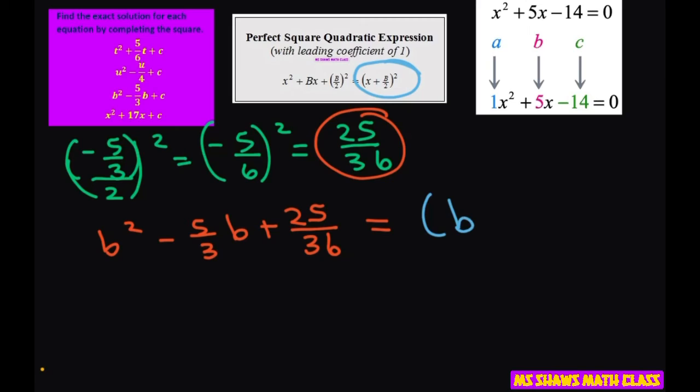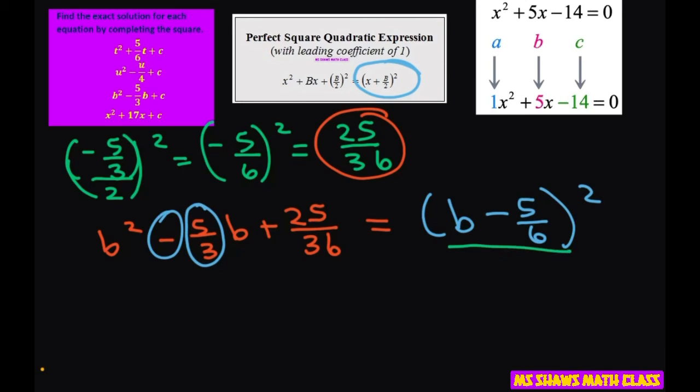So it's b, and always take whatever that is, minus half of this. So 1/2 times 5/3 is 5/6 squared. So both of these are perfect square trinomials. This is condensed, this is expanded.